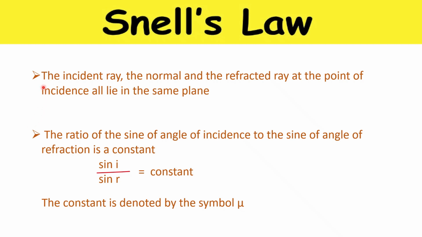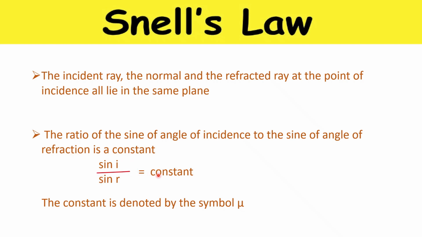Now, I'll be explaining the first point a little later. Let's move on to the second statement. It states the ratio of sine of angle of incidence to the sine of angle of refraction is a constant. Now here sin i is sine of angle of incidence. The ratio of, so that probably means that this is a division, right? It's a ratio, so it's a comparison to the sine of angle of refraction, that is sin r, is a constant.